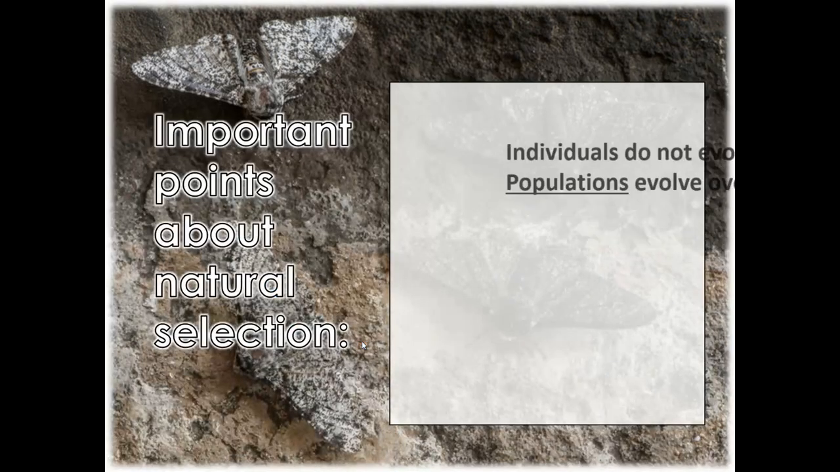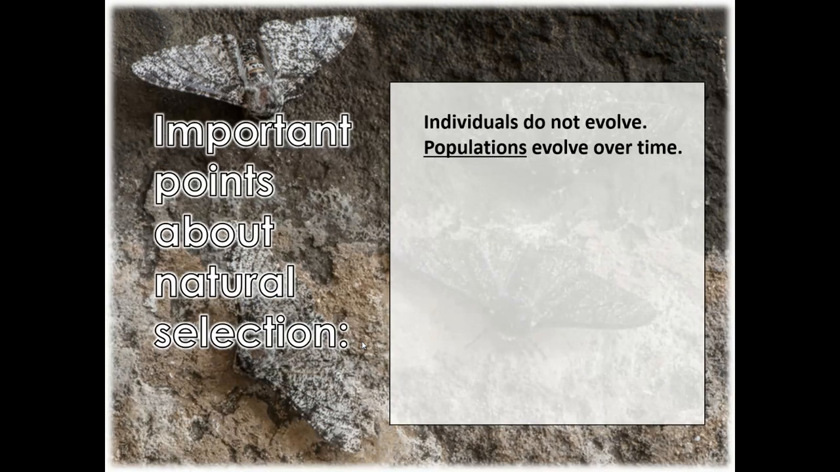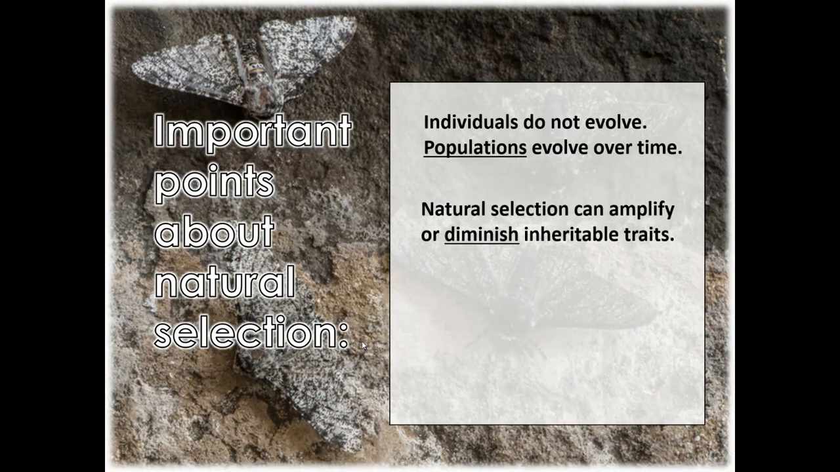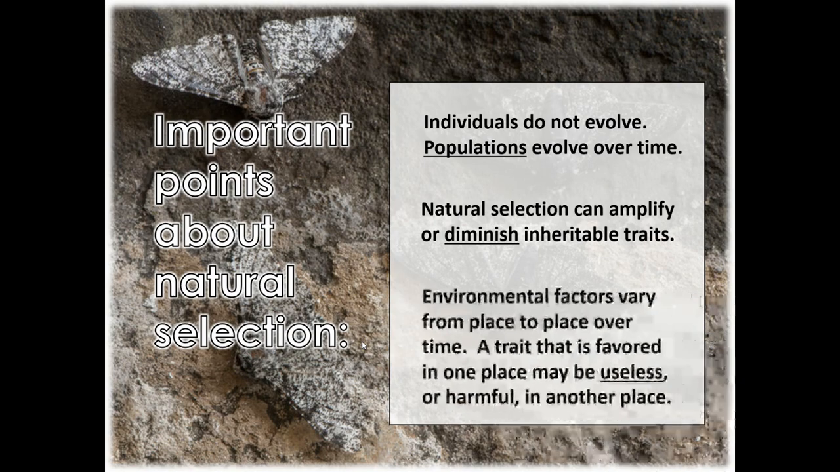So to end the lesson, here's a couple things you need to make sure that you jot down in your notes. It's important to know, I said this in the last lesson, but individuals do not evolve. Populations evolve over successive generations. Natural selection can amplify traits, but it can also diminish inheritable traits, like with the peppered moths and the finches with the tough beaks. Environmental factors can vary from place to place over time, and a trait that's favored in one place might be completely useless or even harmful in another place.